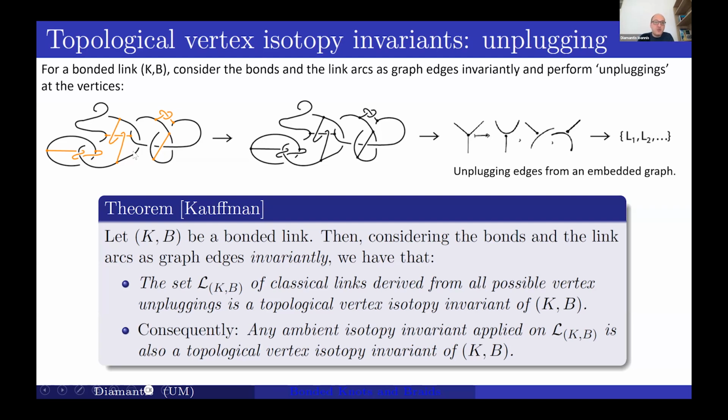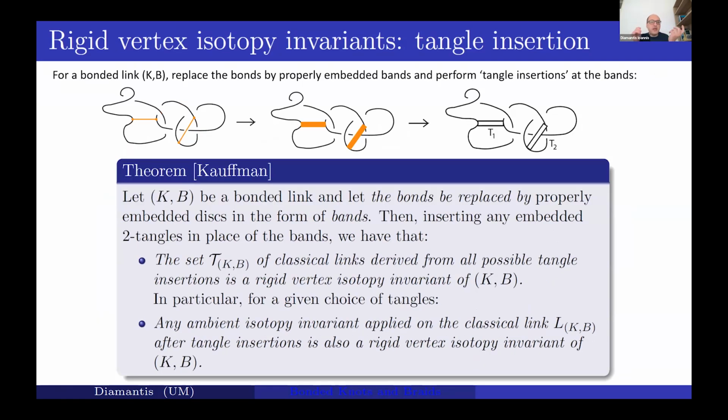So that's the first thing, which I believe is very, very interesting. And we are talking about the topological vertex category. If you want to see the rigid vertex category, we would do the following trick. We will take our bond and replace it by a band. And then within that band, you can insert any tangle that you would like, anything that makes sense. Two crossings, anything that you would like.